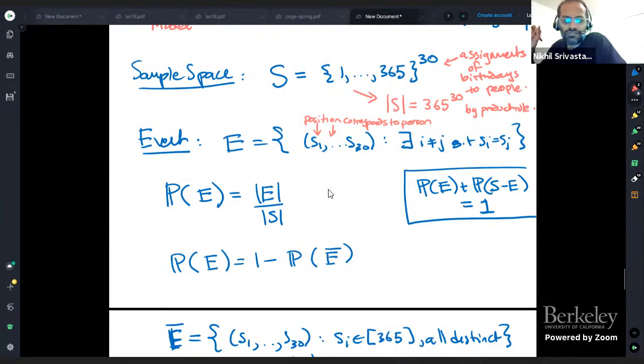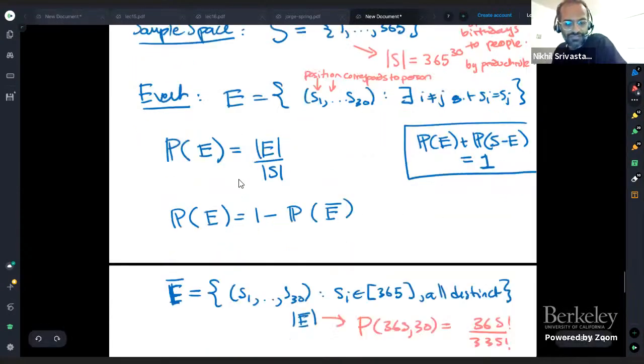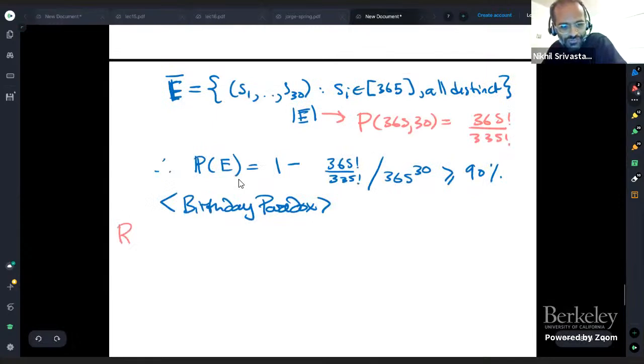So you raise a good point. You're saying, what if you tried to do this with an unordered sample space, right? Yeah, that's a very good point. You could try to do that. So remark, you can try to do this with an unordered sample space.